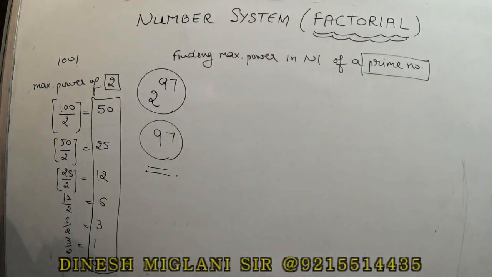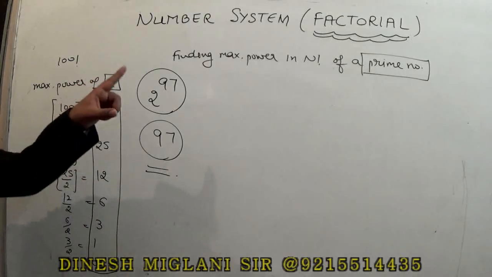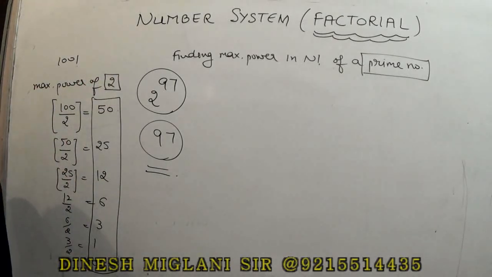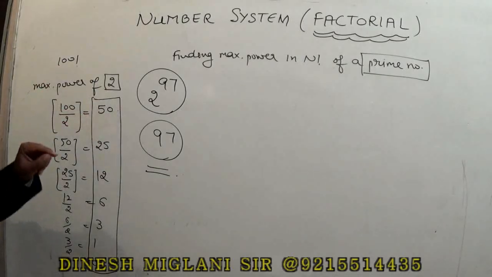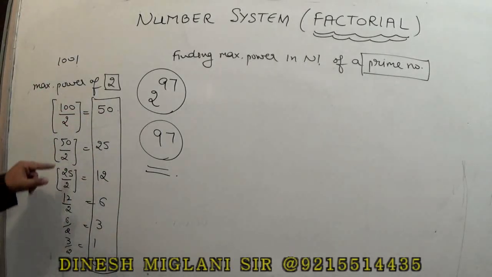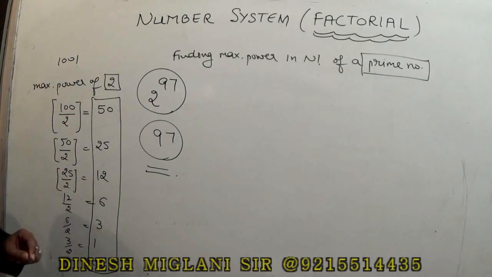I think you got the idea. What is the process? This method can be used when you have to find the power of a prime number. Divide 100 by 2, 50. Then 50 by 2, 25. 25 by 2, 12, taking the integral part. 12 by 2, 6. 6 by 2, 3. 3 by 2, 1. Add all this, you get 97. So we can say 100 factorial will have 97 powers of 2.